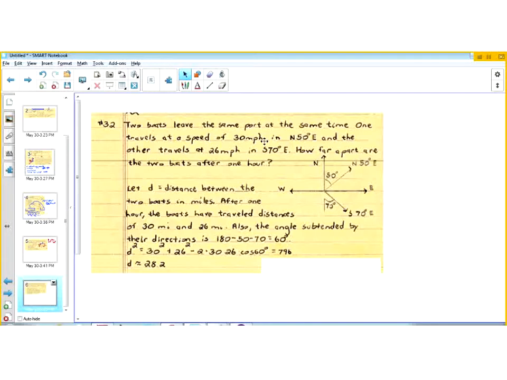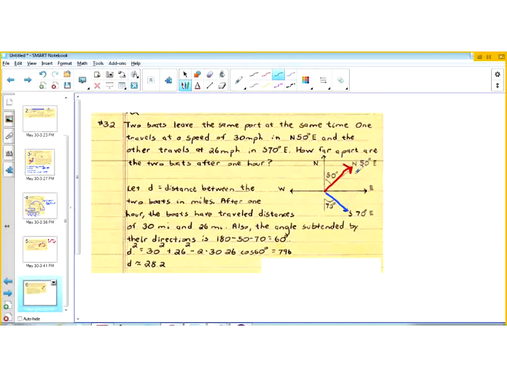One travels at a speed of 30 miles per hour. Whoa, that's fast. At a speed of 30 miles per hour in a bearing of north 50 east. Okay, so that would be this boat right here. That's the vector, ripping along at 30 miles per hour. And the other travels at 26 miles per hour, traveling bearing south 70 east. So that would be this boat right here. How far apart are the 2 boats after 1 hour?